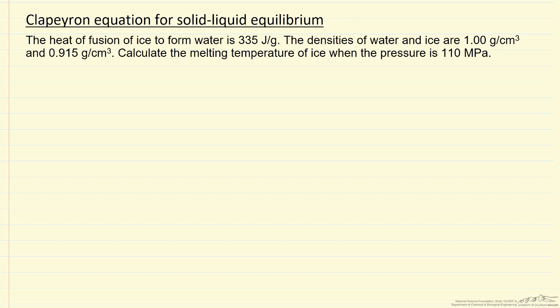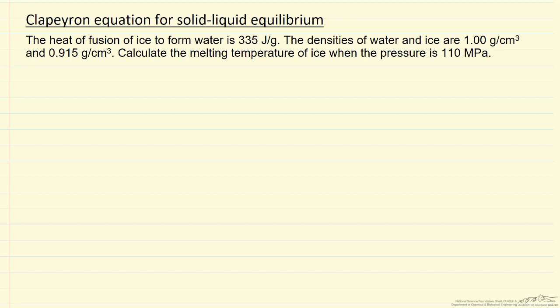Here we're going to look at applying the Clapeyron equation to solid-liquid equilibrium in a similar manner that we apply it to vapor-liquid equilibrium. In this case, we're given the heat of fusion, the energy to convert ice to water, and given densities of the solid and liquid phases. And what we want to calculate is the melting temperature when we're at this relatively high pressure.